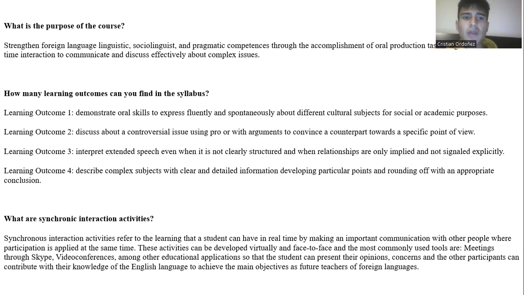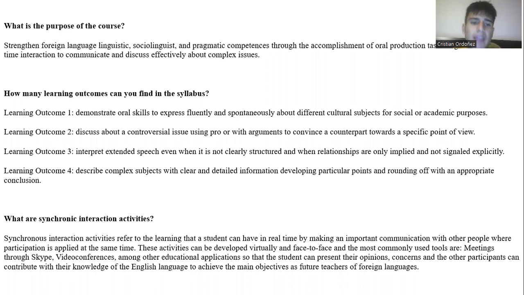How many learning outcomes can you find in the syllabus? Learning outcome 1. Demonstrate oral skills to speak fluently and spontaneously about different cultural subjects for social or academic purposes. Learning outcome 2. Discuss a controversial issue using pro or con arguments to convince a counterpart towards a specific point of view.